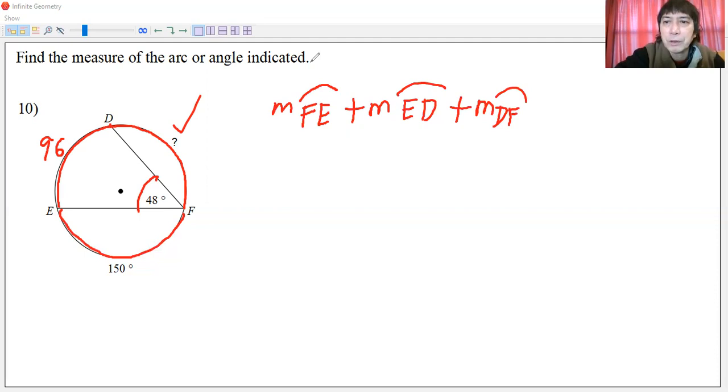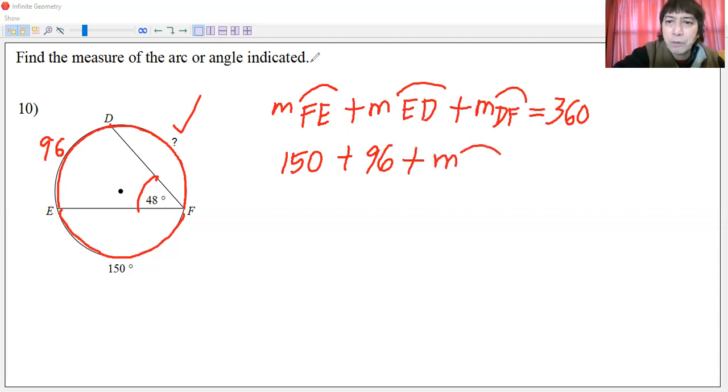That's one full circle. Okay, this is now easy. Our F is 150. Our ED is computed at 96. We're looking for the arc DF, the one with the question mark, and that is equal to one full circle. All right, so this is now how much? 246. 14, carry 1, yes, 246.